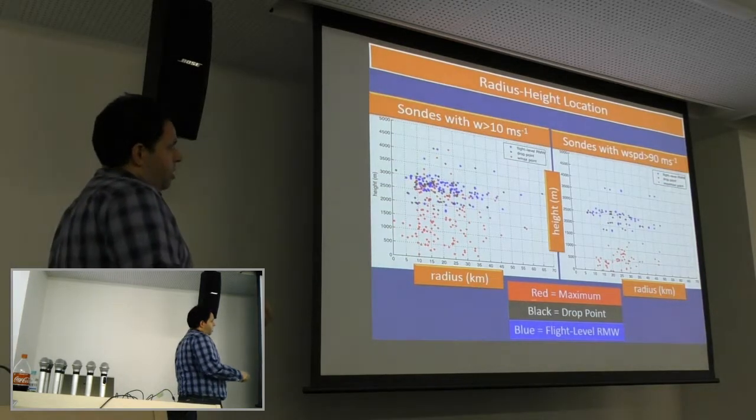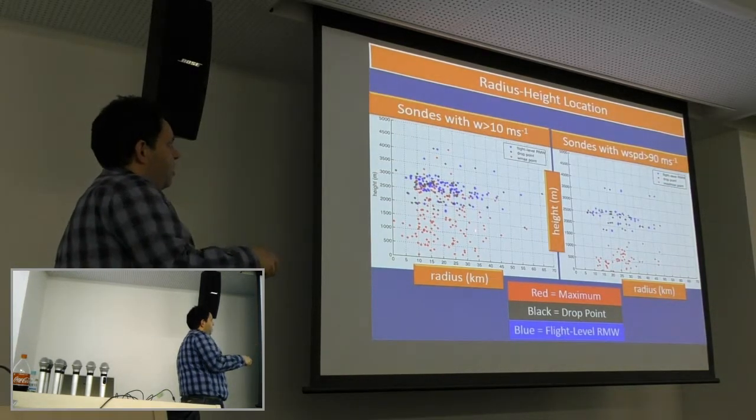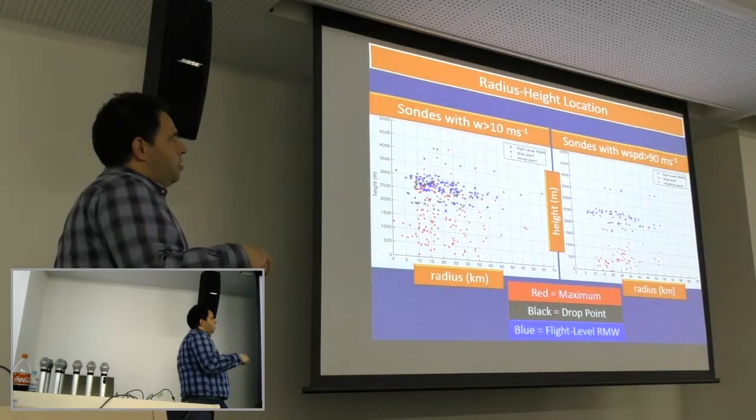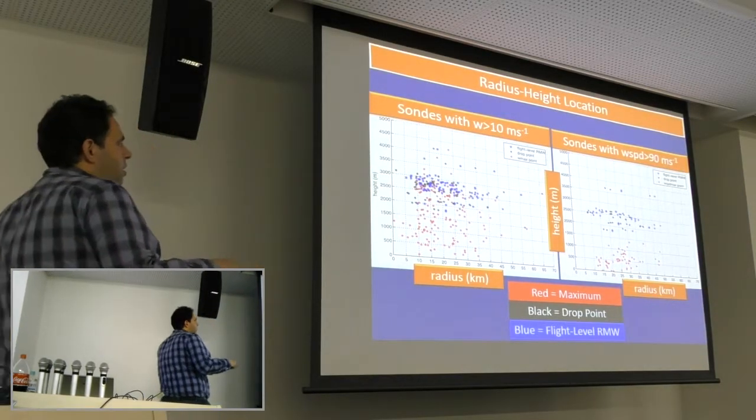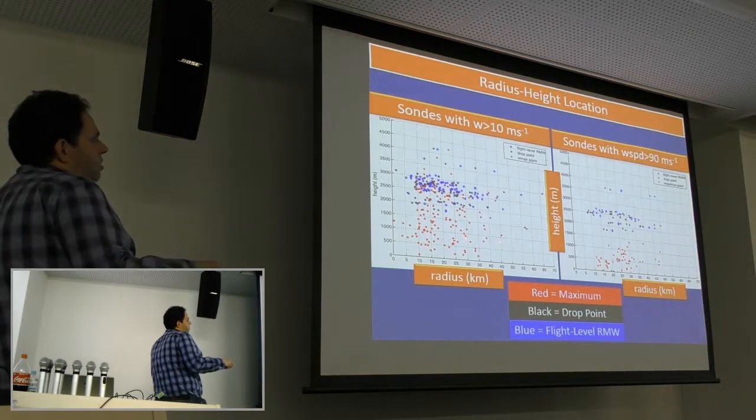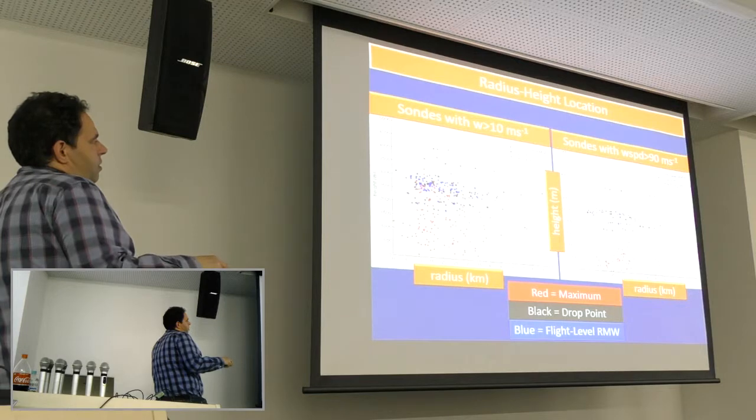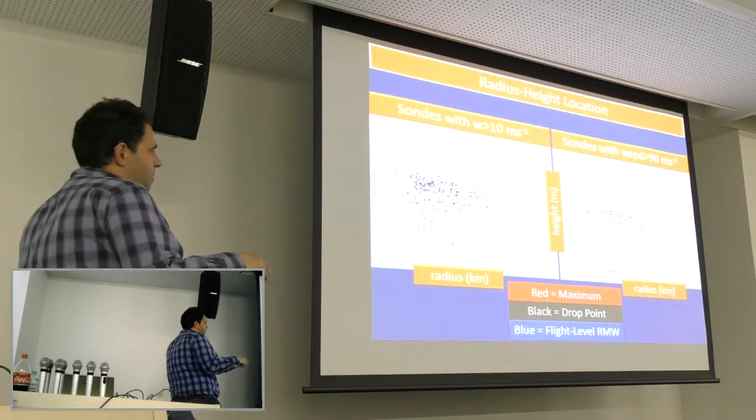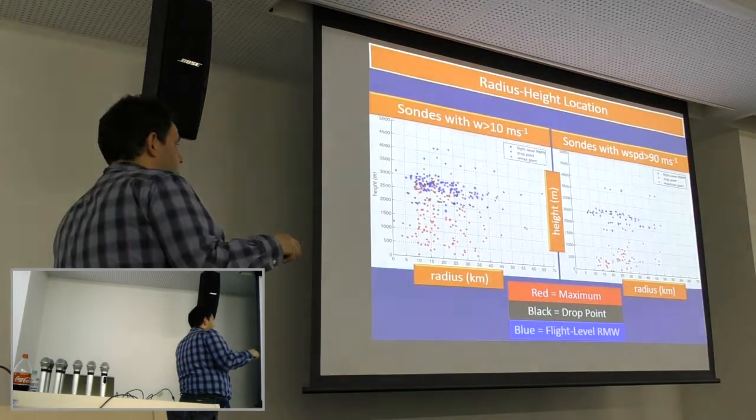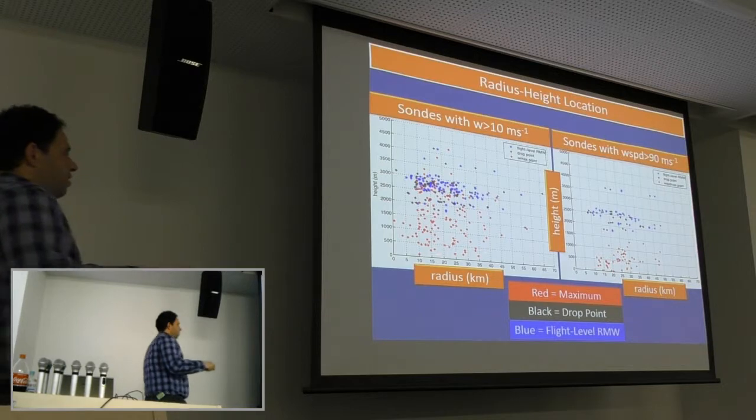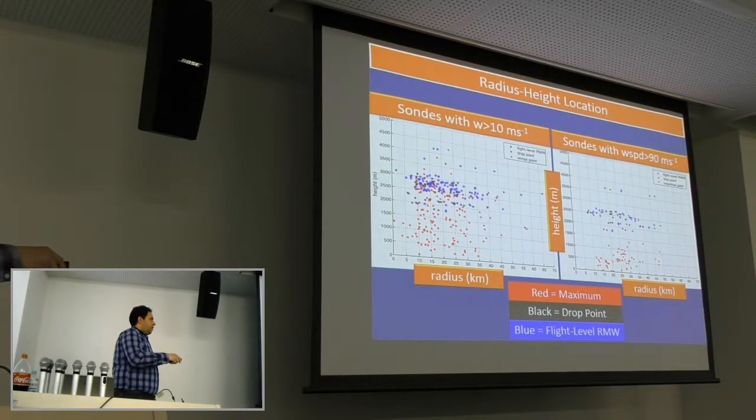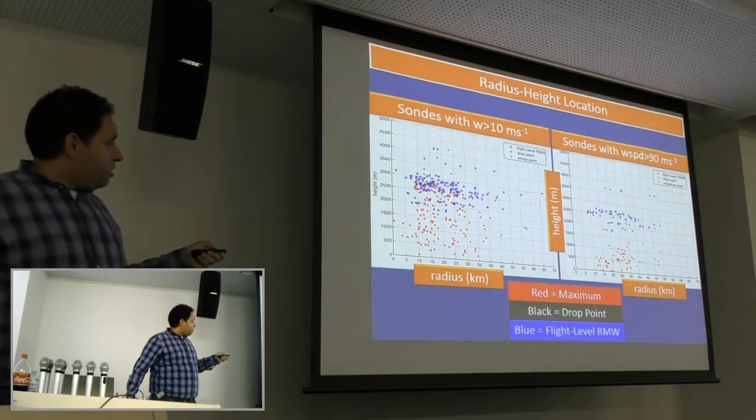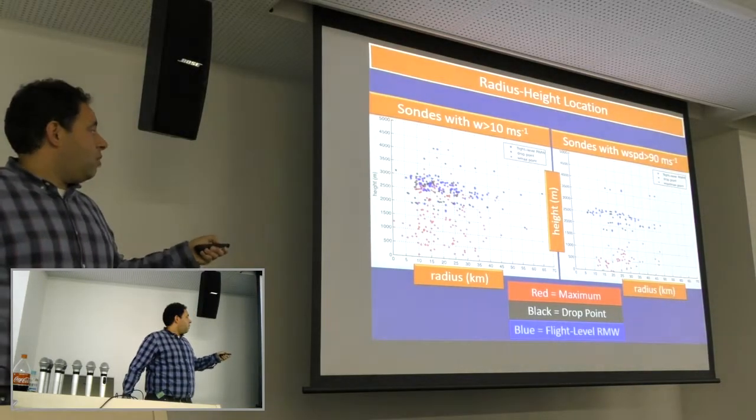There's a lot going on in these plots. This shows the radius and height location of where these sondes are found. Just focus mainly on the red dots. That's the location where the maximum itself is found. On the left is the updraft sondes, and you can see we find them over a fairly wide radial range. But this is because they were sampling storms of different size. And it turns out these are almost all in the eyewall of the storm.